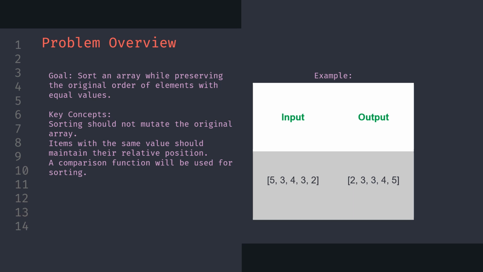The goal is to sort an array while ensuring that elements with equal values remain in their original order. Unlike some sorting algorithms that may swap equal elements arbitrarily, stable sorting keeps the sequence intact.